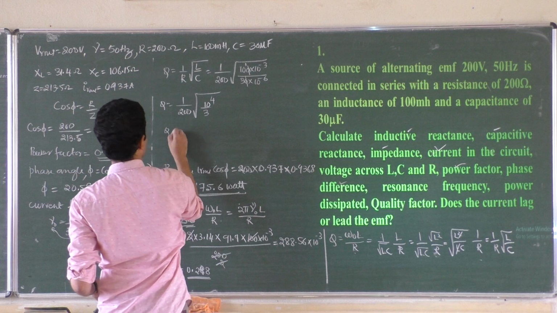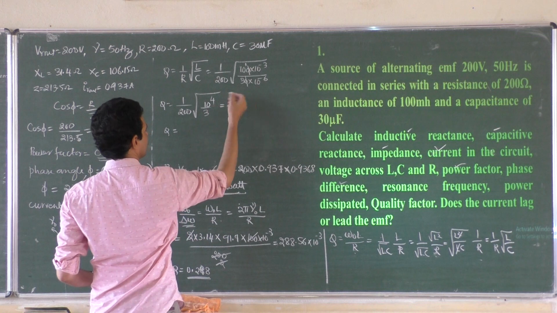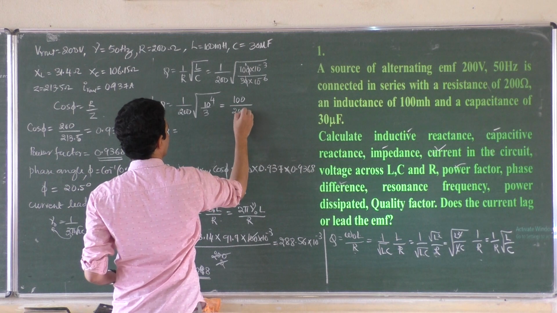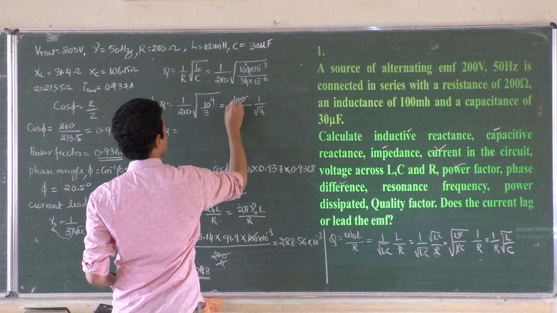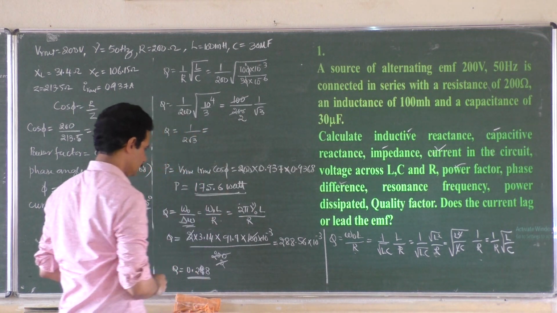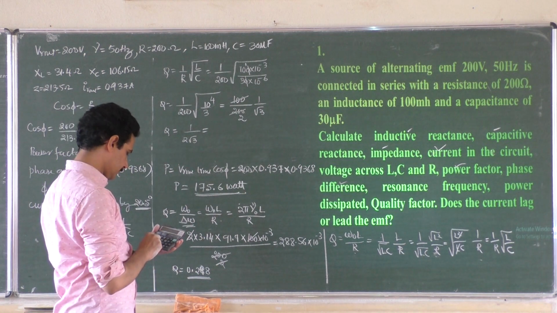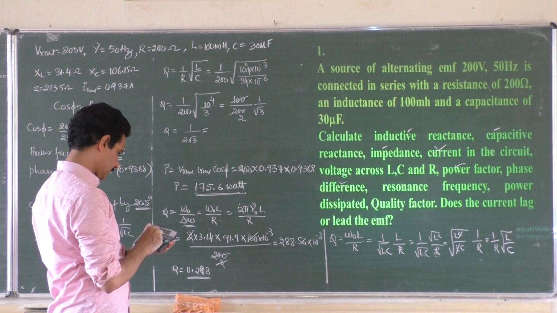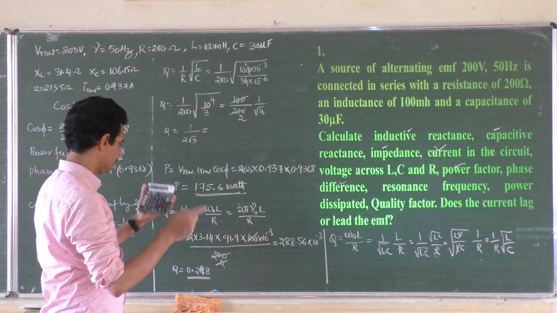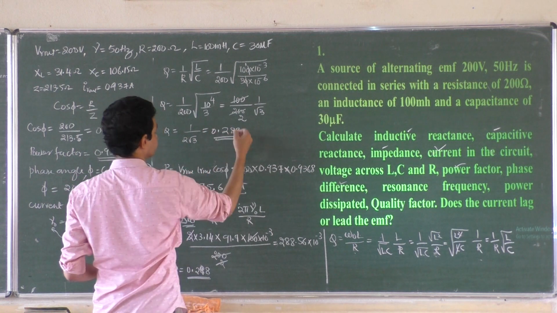Quality factor is equal to, this is 100 after getting the square root. 10 to the power 4, square root is 10 to the power 2. So 100 by 200, times 1 by root 3. This is 1 by 2, so 1 by 2 root 3. That is 0.5 divided by 1.732. How much do you get? 0.28. Yes, exactly the same value: 0.288. Same quality factor.